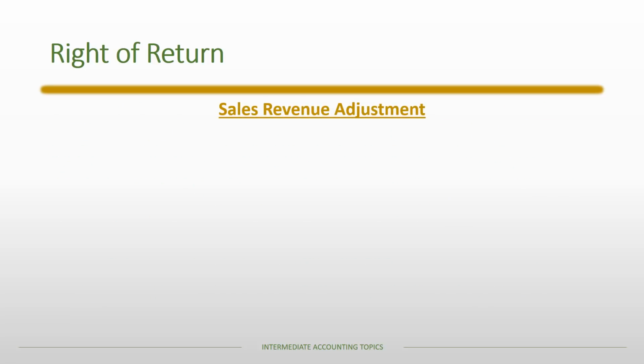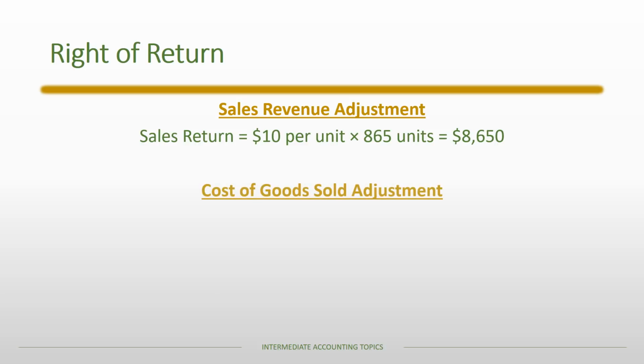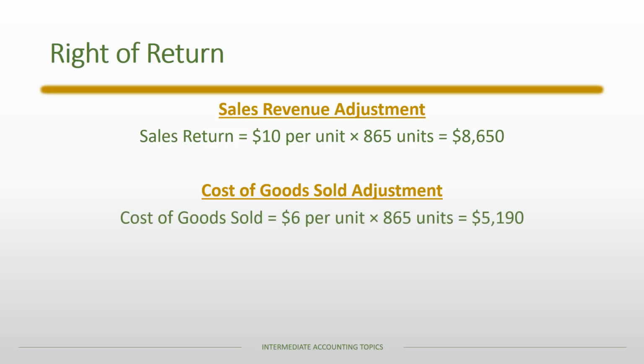The first thing we have to figure out is the sales revenue adjustment amount. We just take the sales price of $10 per unit, multiply it by the future units that we expect to be returned, and we get $8,650. Similarly, we have to make a cost of goods sold adjustment. It's a similar calculation, except in this case we use the cost and multiply that by the number of units we expect to be returned, for a total of $5,190.